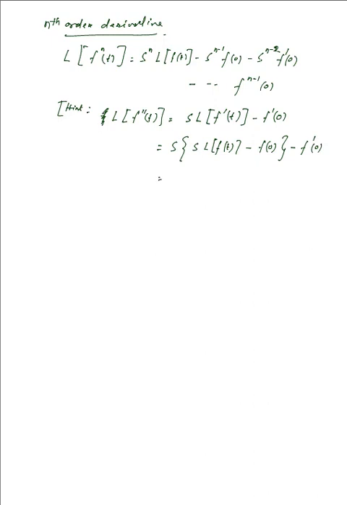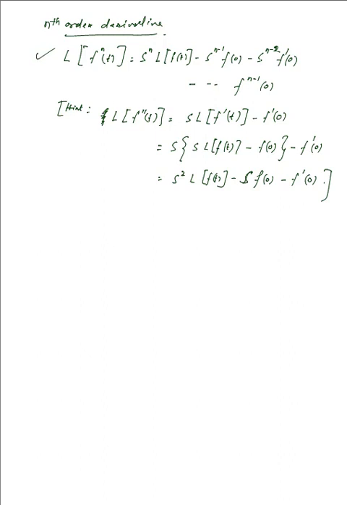So multiplying this, what we get is s squared L, that is the Laplace transform of f of t, minus s times f of 0 minus f dash of 0. So that's the case of Laplace transform with the higher order derivatives. This is just a hint to help you to obtain the proof of the above case.